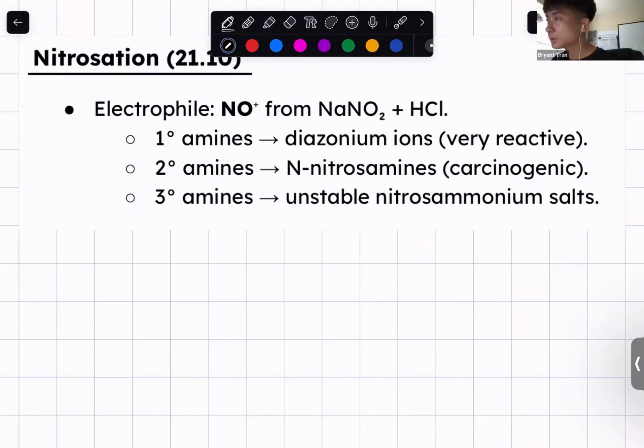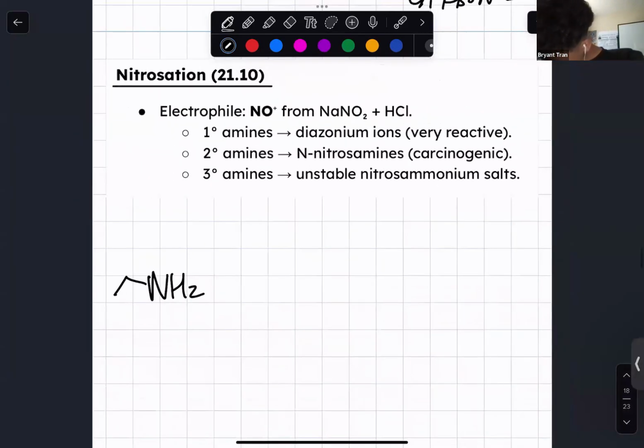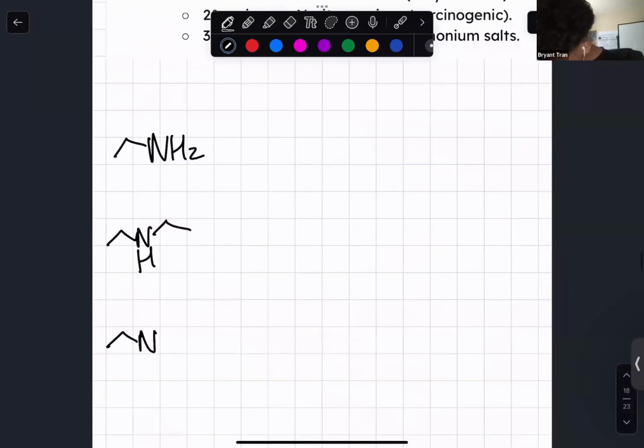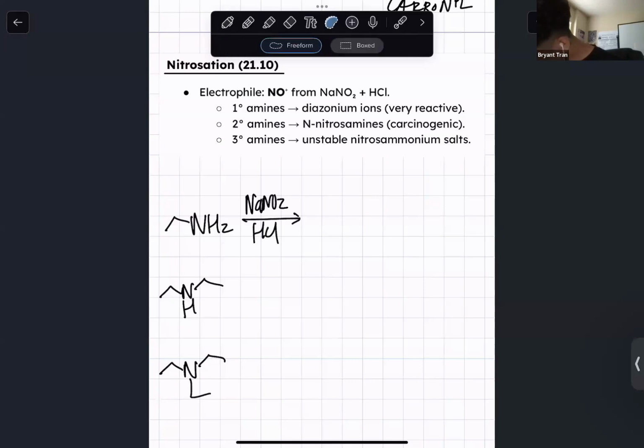NaNO2, HCl. Okay. So let's say we have a primary amine versus a secondary amine versus a tertiary amine, and we're going to react all of them with the same reagent, NaNO2, HCl. NaNO2, HCl for the primary amine.